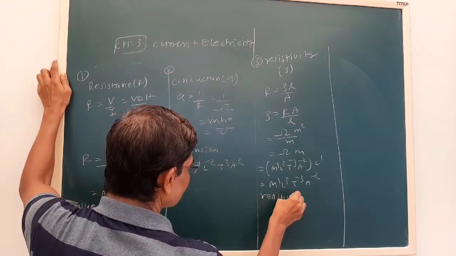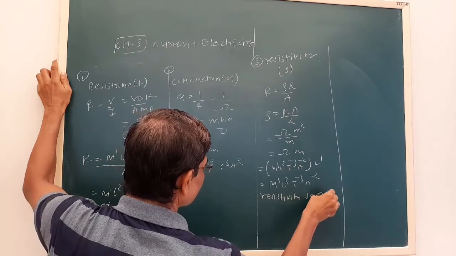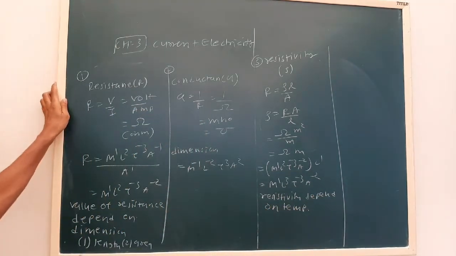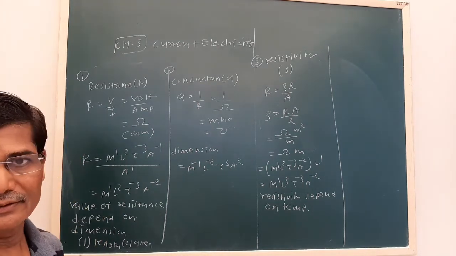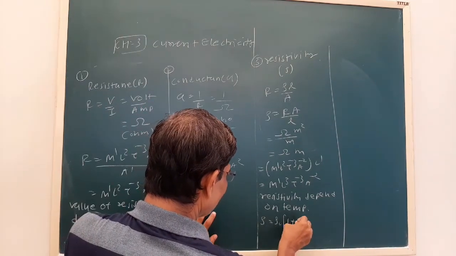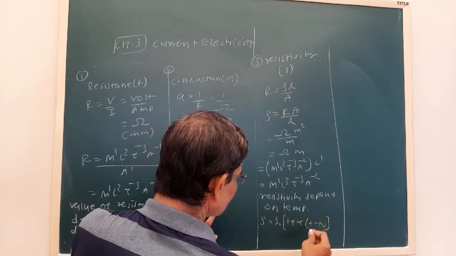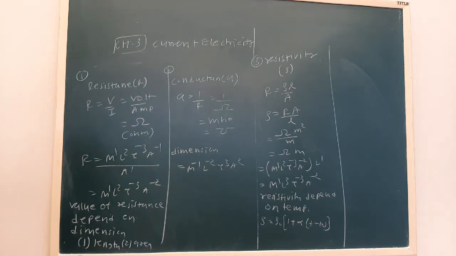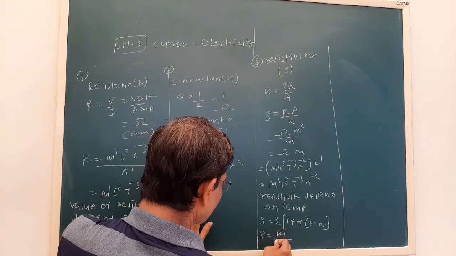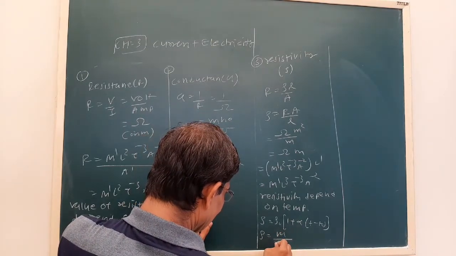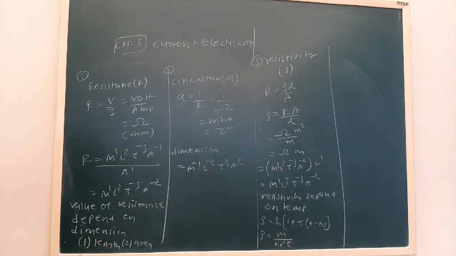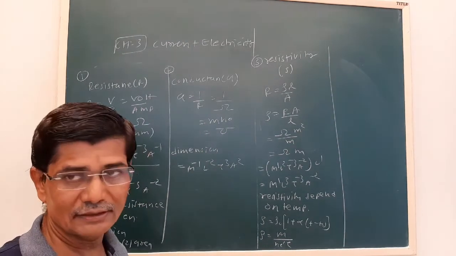Okay, now the value of the resistivity, see, the resistance depends on dimension, resistivity depends on temperature. See the relation between resistivity and temperature, okay, is rho is equal to rho 0 into 1 plus alpha into T minus T0. Okay, we also will derive the relation rho is equal to m upon n e square tau. Okay, that is how the resistivity of a conductor or metallic conductor changes with temperature.